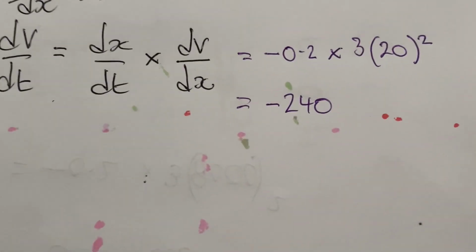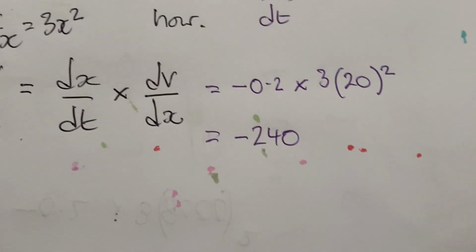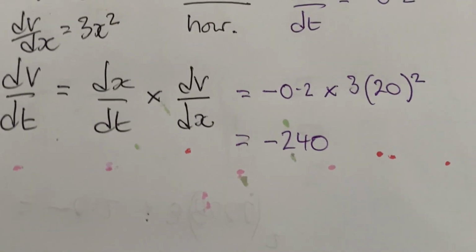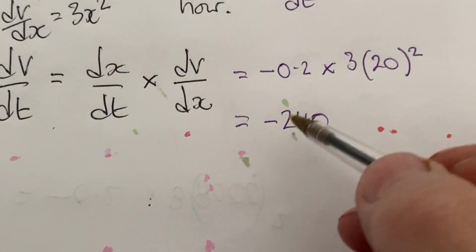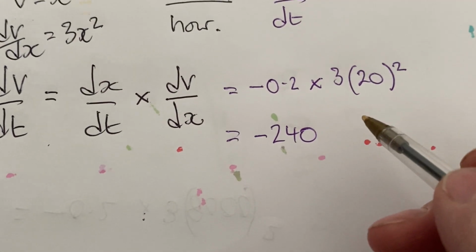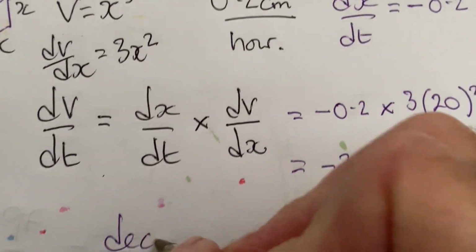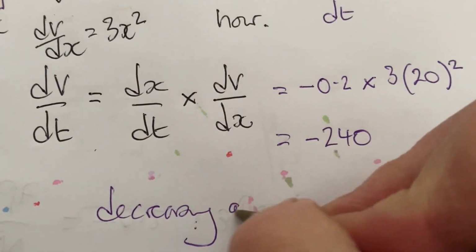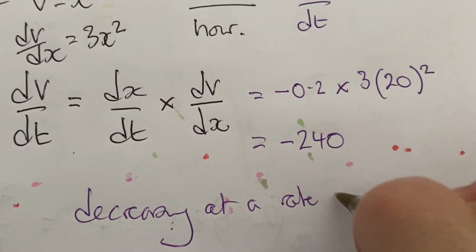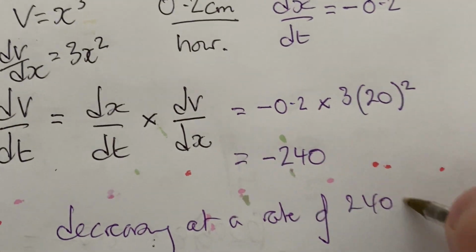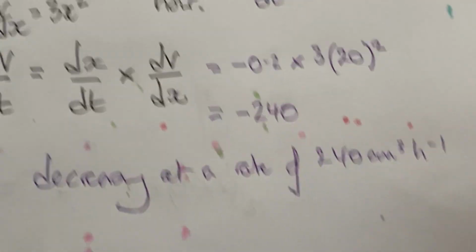So the volume is decreasing at a rate. Now you could say it's increasing, but that would be odd. So you say it's decreasing at a rate of 240 centimeters cubed per hour.